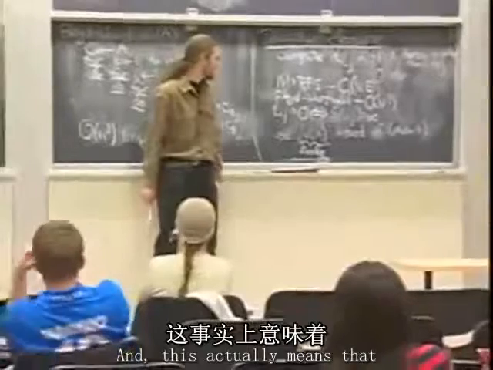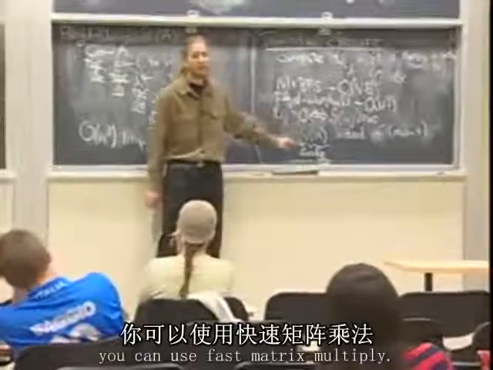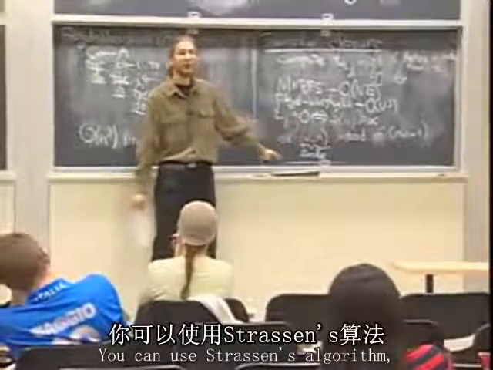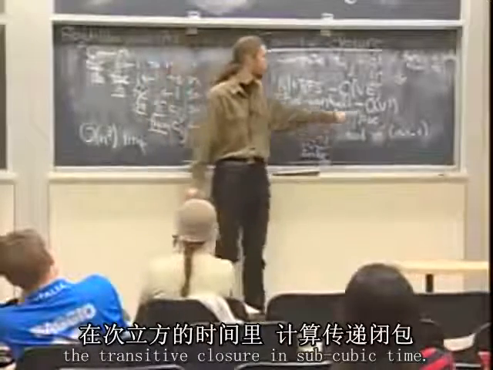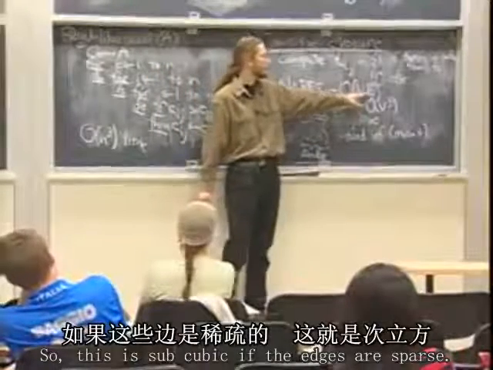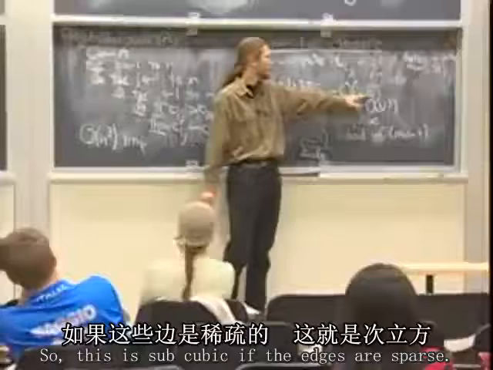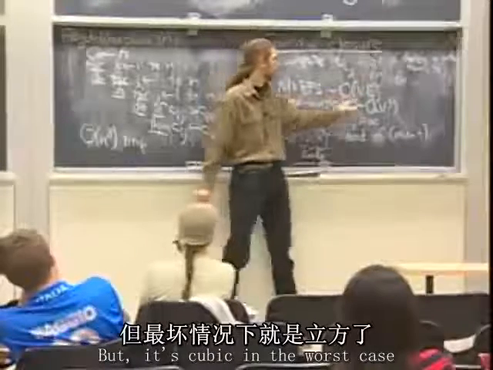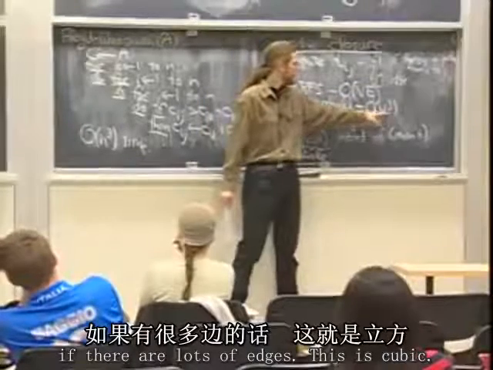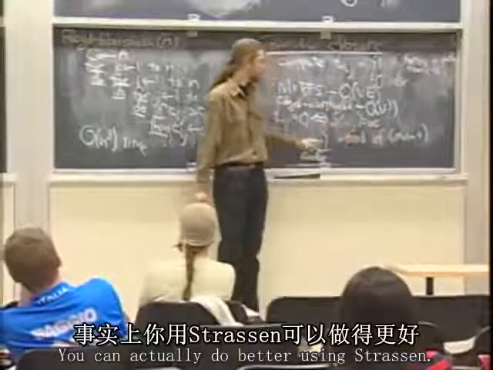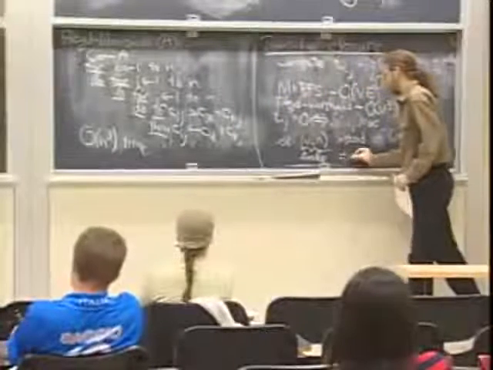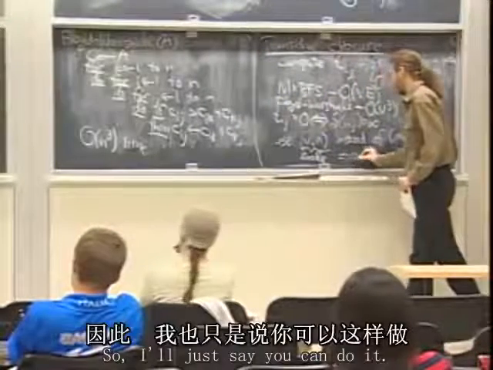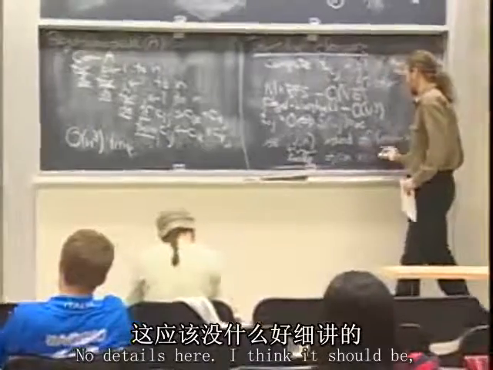And this actually means that you can use fast matrix multiply. You can use Strassen's algorithm and the fancier algorithms, and you can compute the transitive closure in subcubic time. This is subcubic if the edges are sparse, but it's cubic in the worst case if there are lots of edges. You can actually do better using Strassen. So I'll just say you can do it. No details here.